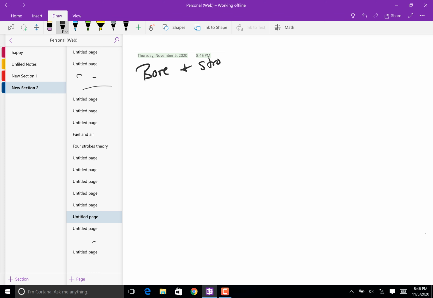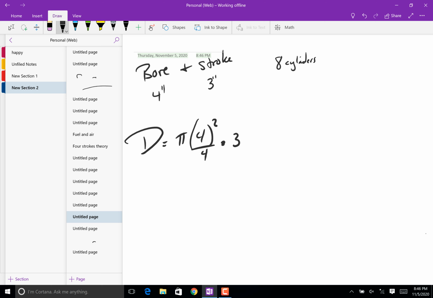So I'm going to give it to you for this engine right here. The bore is 4 inches. And the stroke we'll say is 3 inches. And we're going to say there's 8 cylinders here. Let's do it. So, Mr. Groom, how would I do this? I would simply go displacement equals pi times 4 squared divided by 4 times 3 times 8.